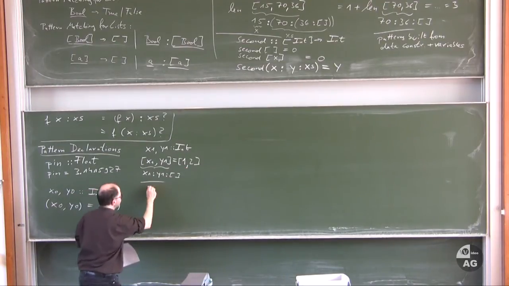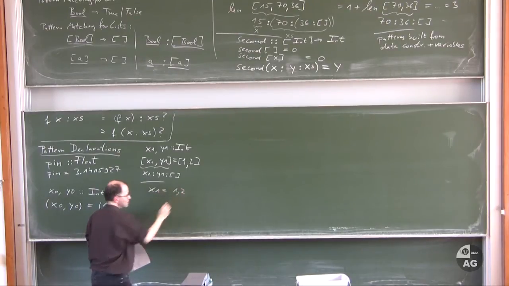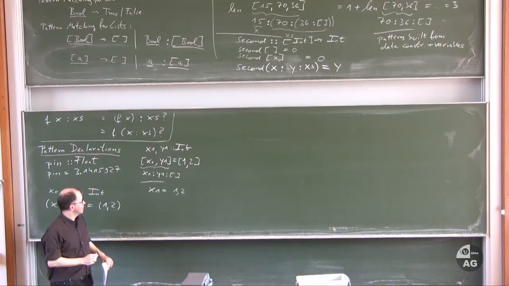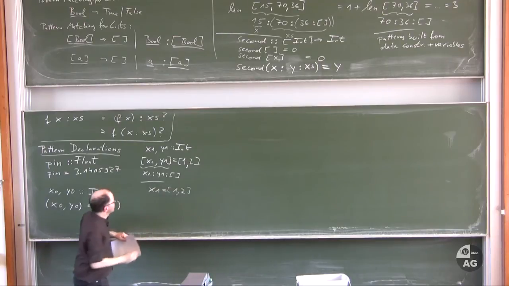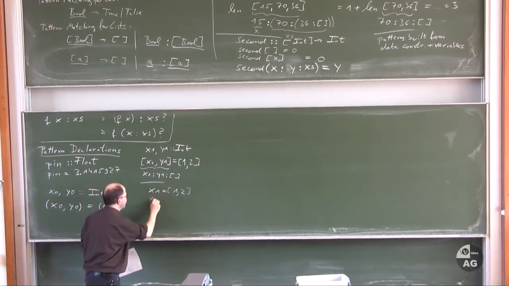So what is your solution? X1 should get the value 1 and 2? Yes, it's a list, and y gets an empty list. I mean, you mean x1 should be the list 1, 2? Yes, and y1 gets an empty list. And y1 would be the empty list.